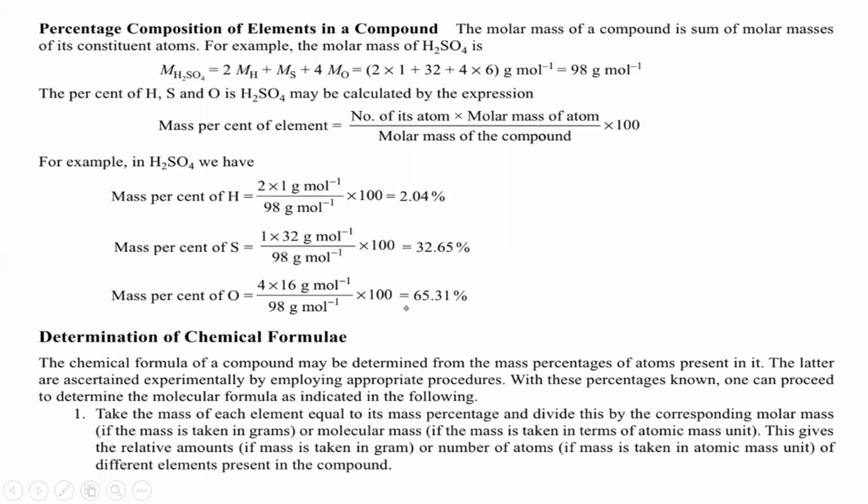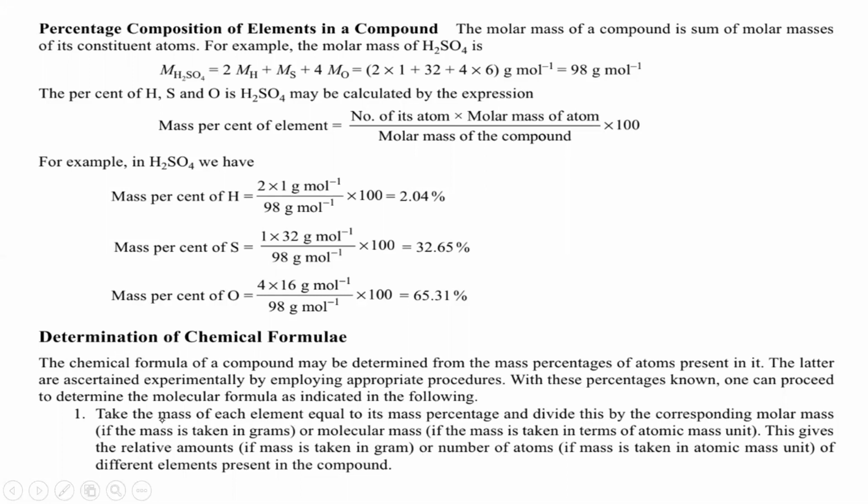Now, how to determine the chemical formula. It is very, very important. You will get it in the examination. The chemical formula of a compound may be determined from the mass percentage of the atoms present in it. The latter are ascertained experimentally by employing the appropriate procedures. With these percentages known, one can proceed to determine the molecular formula as indicated in the following.